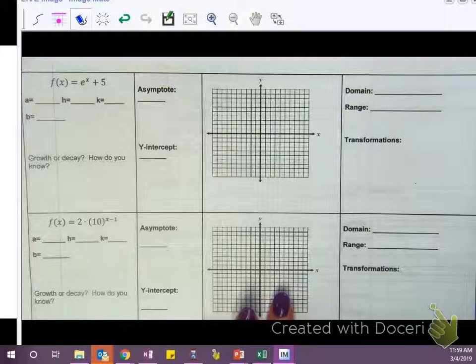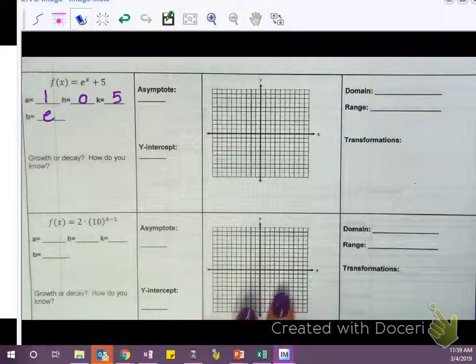F of x equals e to the x plus 5. What is a? E is actually the base. What is the number in front of the e? Not a 0, or we wouldn't have an e. 1. So the a value is 1. What is the h value? Is there an x minus h there? No. So the h is 0. What is the k value? 5. And I just said, what is the base?